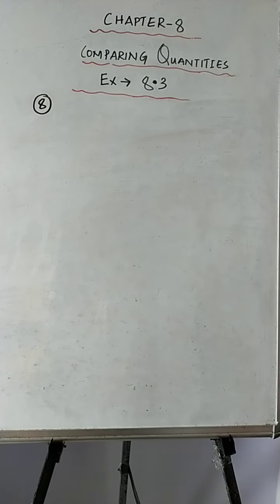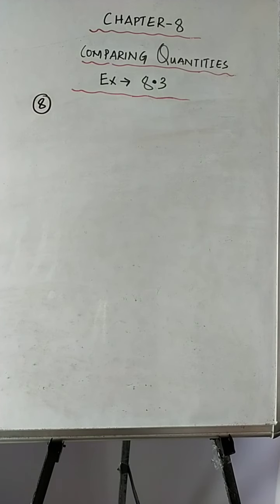Students, in this session I will explain question number 8 and 9 of exercise 8.3, chapter 8, Comparing Quantities. Now what is there in question number 8? We have to find the amount and the compound interest. So we have to find both the things, students, that is amount also and compound interest also on rupees 10,000.